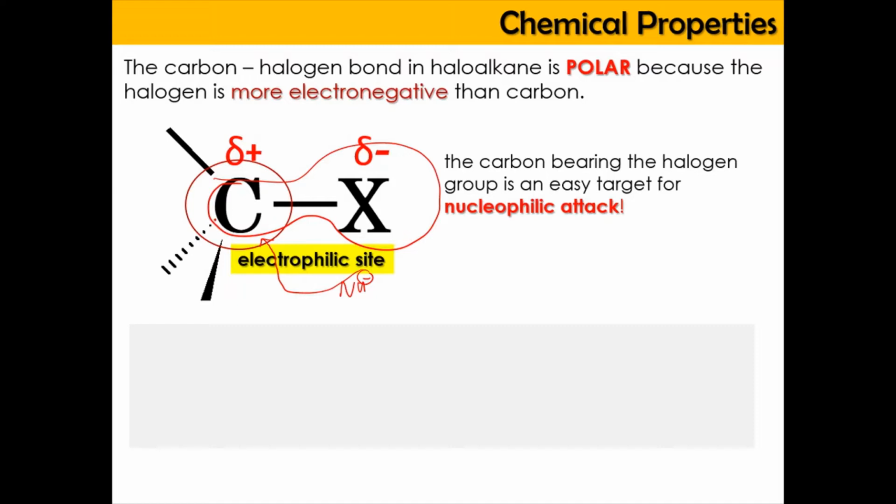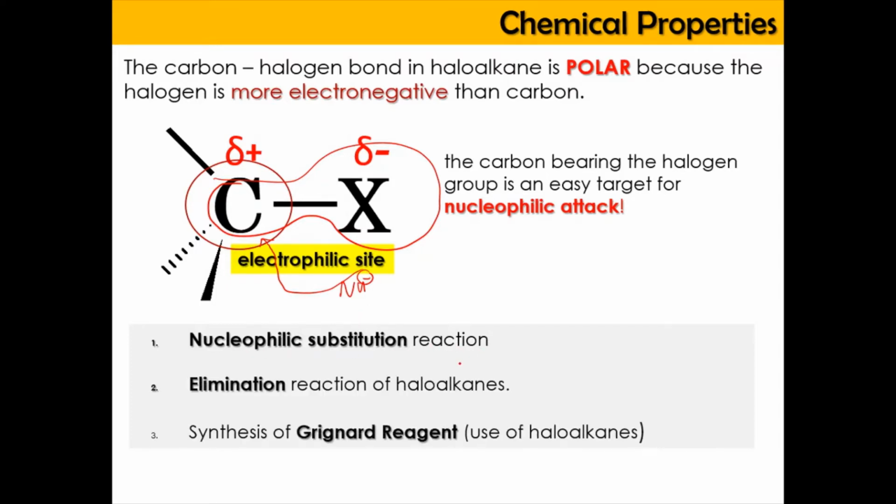And this refers to the electrophilic site. And in a reaction, there's going to be a nucleophile and there's going to be an electrophile. So due to these properties, the haloalkane can undergo nucleophilic substitution reaction. And in the later video, you're going to see that the haloalkane can undergo elimination and it can be used to synthesize the Grignard reagent. However, in this video, we're going to focus on the nucleophilic substitution reaction first, which is in part 1 of the video. For these two reactions later, you're going to look at them in part 2.